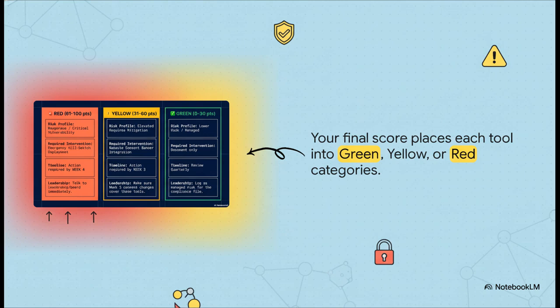So, after you do the math, that final score places each tool into one of 3 very clear categories. A score from 0 to 30 is green, which means the risk is managed. 31 to 60 is yellow, which tells you the risk is elevated and it needs action. But anything 61 or higher is red. That's a dangerous vulnerability that demands your immediate attention.